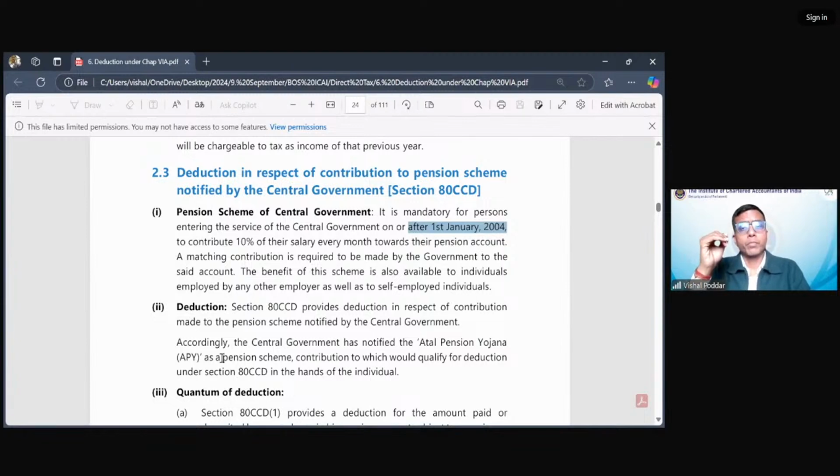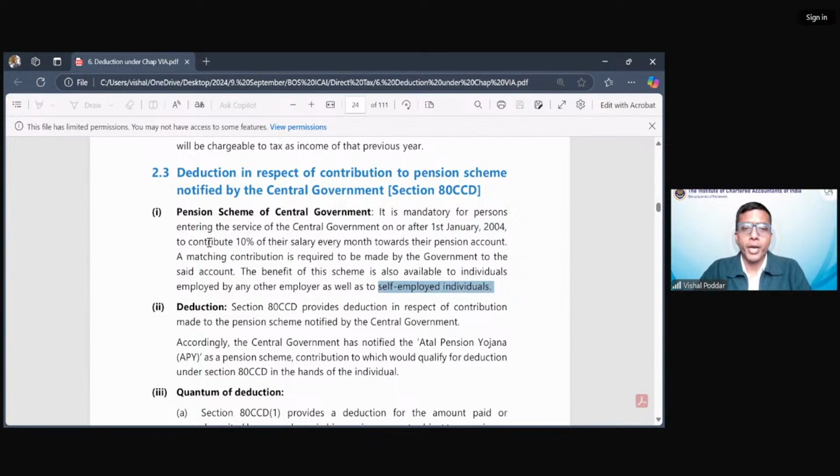Later on, it was extended to even private employees, whereby the employers of private employees could also join the scheme, whereby they may open the pension fund for their employees. And same like government, employer is also contributing, employees also contributing, their money is becoming a fund and they will get pension from that.